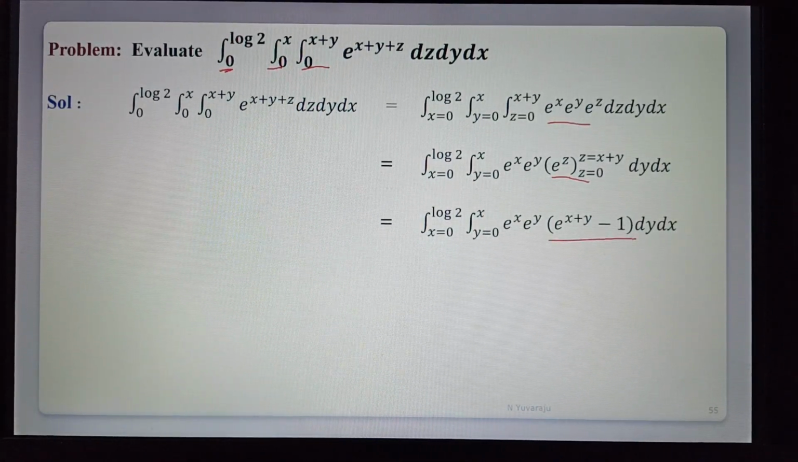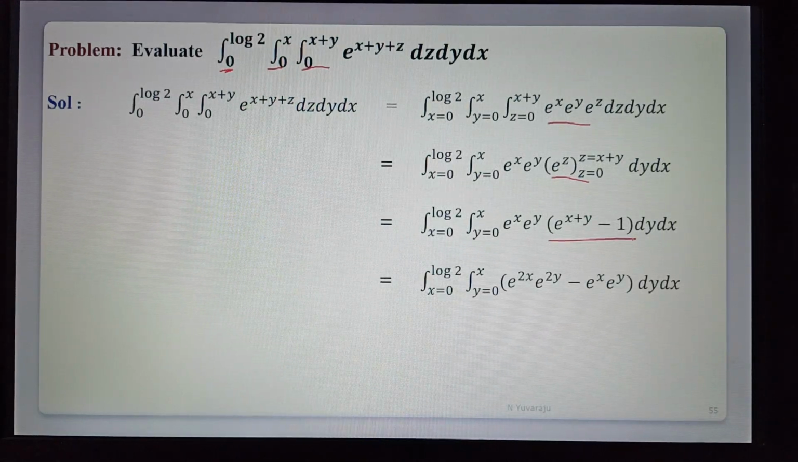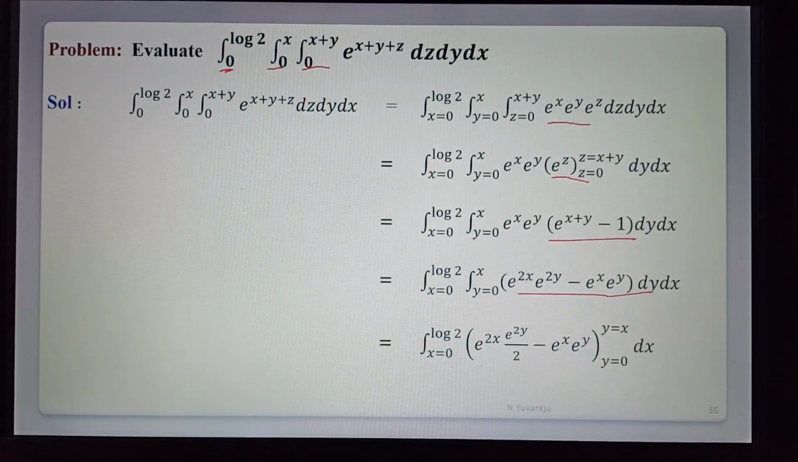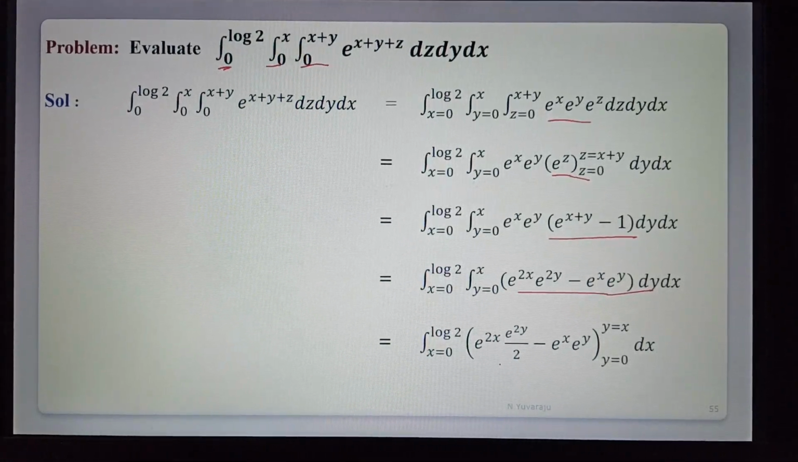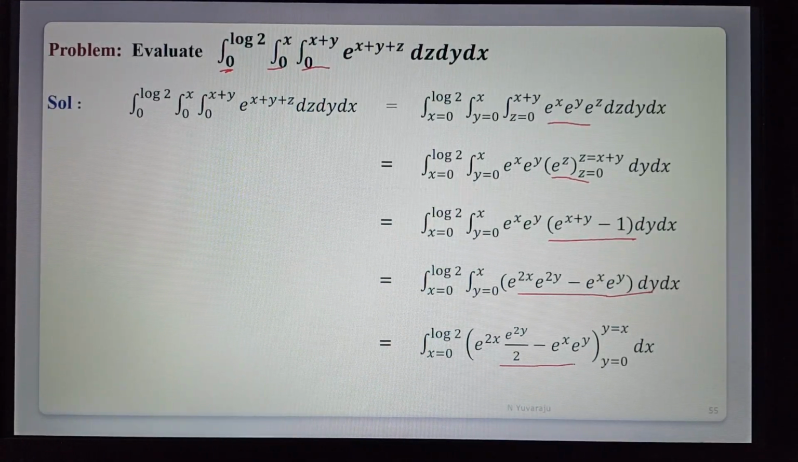So now multiply with e power x into e power y. That is equal to integration 0 to log 2, integration 0 to x, of e power 2x into e power 2y minus e power x into e power y dy dx. So now integrating with respect to y. That is equal to integration 0 to log 2 of e power 2x into integration of e power 2y, that is e power 2y by 2, minus e power x into integration of e power y, that is e power y. Substituting y limit 0 to x.